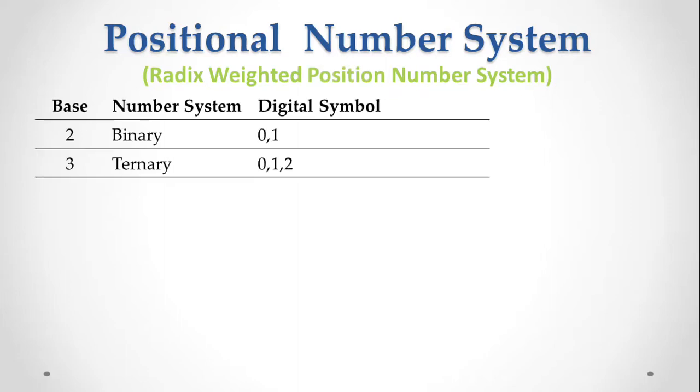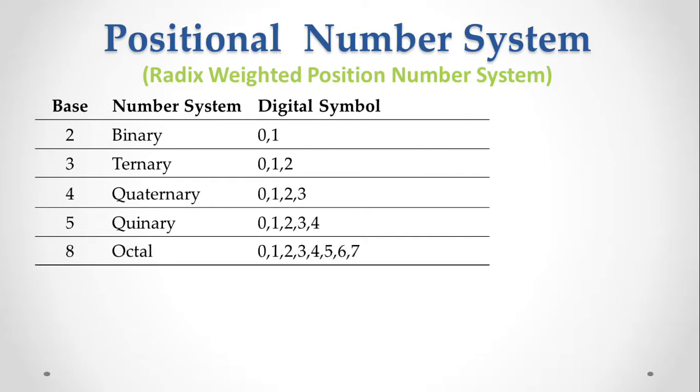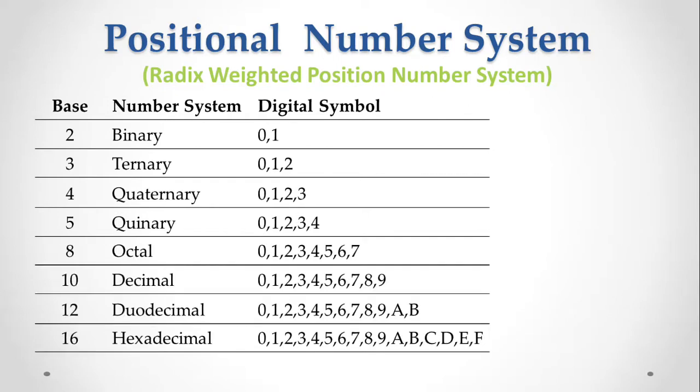The following table shows examples of positional number systems. Each of the bases is derived from 2 power of n. A binary number system has the base 2 and includes the numbers 0 and 1. Ternary number system has a base 3 and includes the numbers 0, 1, 2. Quaternary number system has a base 4 and includes the numbers 0, 1, 2, 3. Quinary has a base 5 and includes the numbers 0 to 4. Octal number system with a base 8 includes the numbers from 0 to 7.